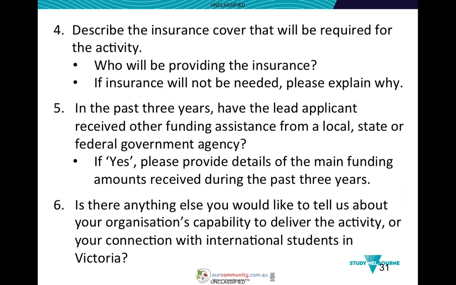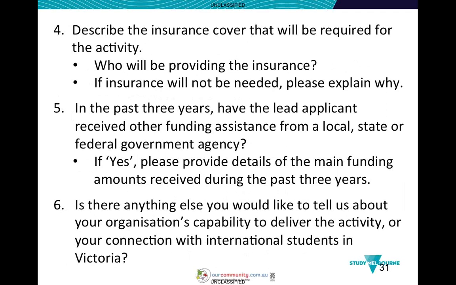The next question is asking you to talk about any funding assistance that you've received in the past 3 years, either from local, state or federal government. So please provide details of funding amounts received. You might also like to expand on that and tell us what activity or project it was for, how that was delivered, when it was delivered, and you may also want to tell us about an acquittal if it's relevant, but please do provide information about that in that question. Of course, there are word limits, so keep those in mind as well.